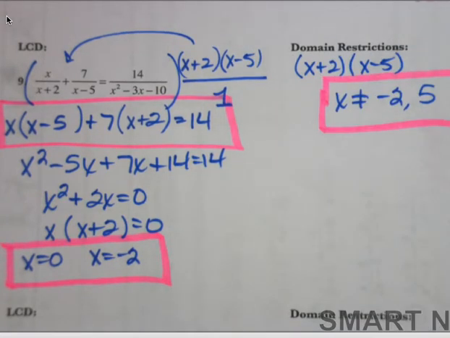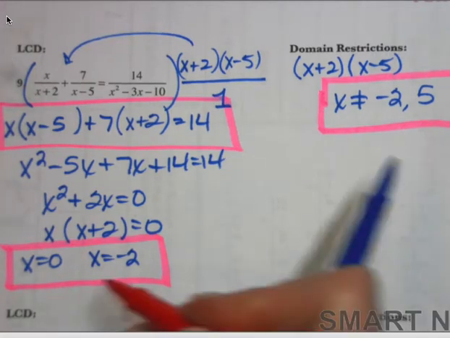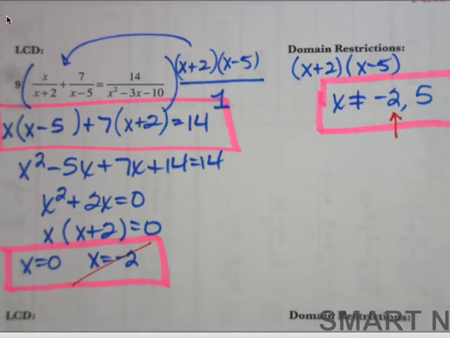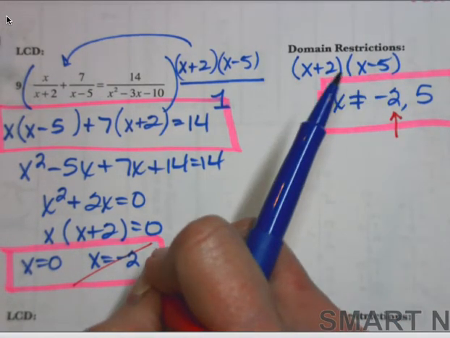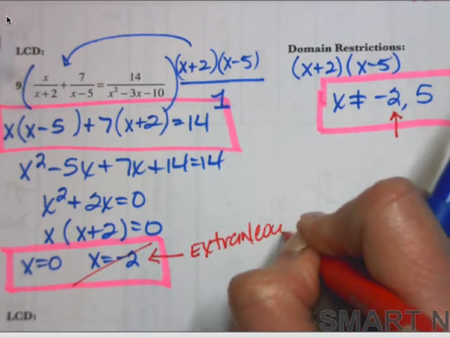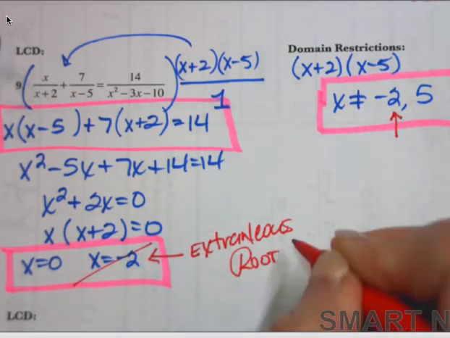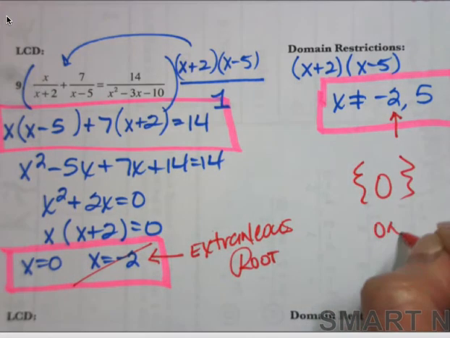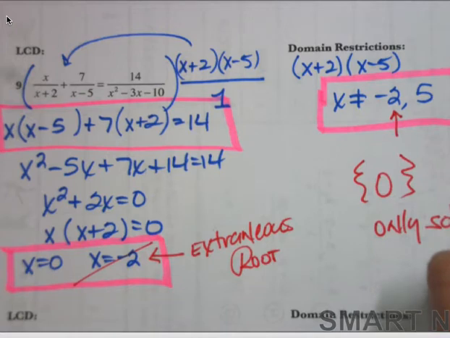And I see that in this particular problem, I have an overlap. Negative 2 is not allowed to be a solution because negative 2 is an excluded value. So negative 2 is what I would call an extraneous root. And I would only have one solution to this problem. X equaling 0 is my only solution.